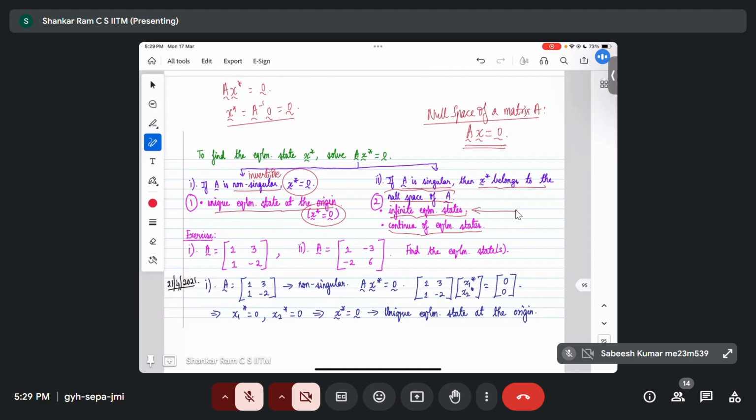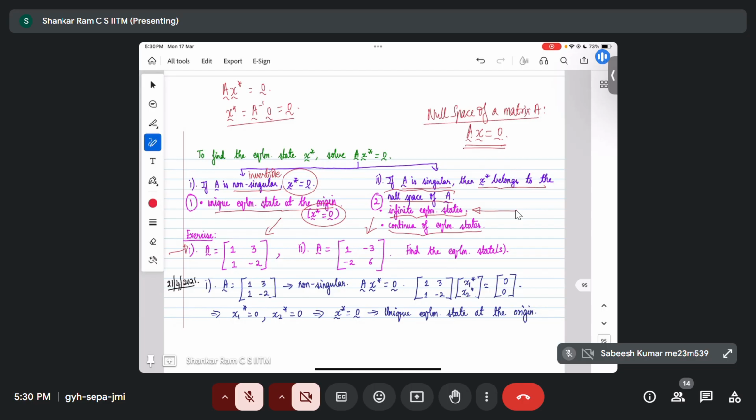So for our dynamic systems, we'll have an infinite set of equilibrium states when the state matrix A is singular. All right. We'll be doing these two exercises tomorrow, but you can try them out. I have given two second order systems where in the first case, the matrix A is 1, 3, 1, minus 2. In the second case, it's 1, minus 3, minus 2, 6. Please find out what the equilibrium state is in each of these two cases.